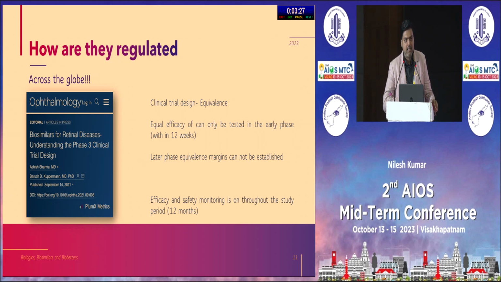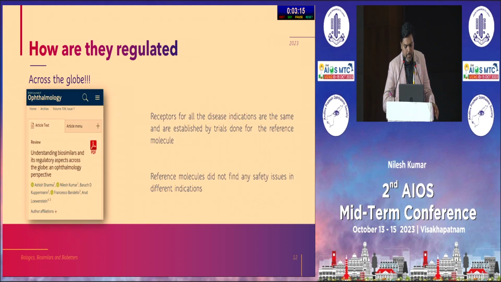This equivalence is taken differently by the US FDA and the Europeans. In the US FDA, it is taken as visual acuity. In Europe, it is taken as central subfoveal thickness. There is also extrapolation of indications. If a biosimilar is approved for one indication, it can be extrapolated and used for all the indications provided for the innovator molecule. Legally, it has to be taken, like Intas has taken for Razumab, for myopic neovascularization and all, but it is not mandatory, it can be extrapolated as well.